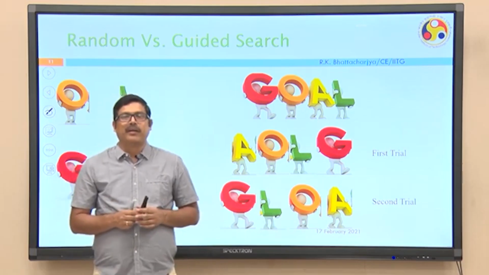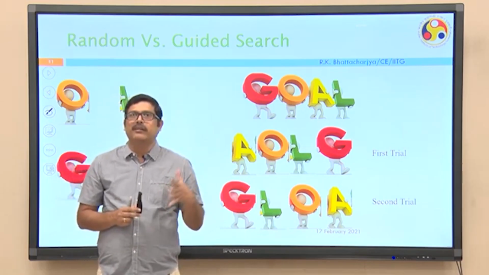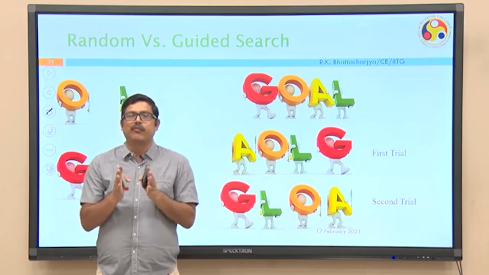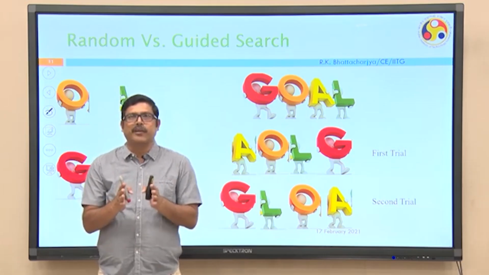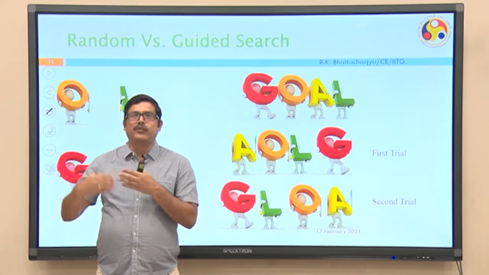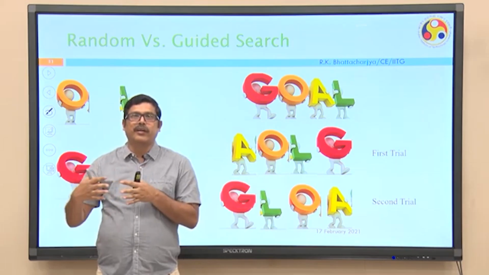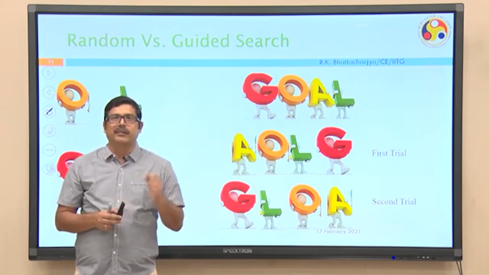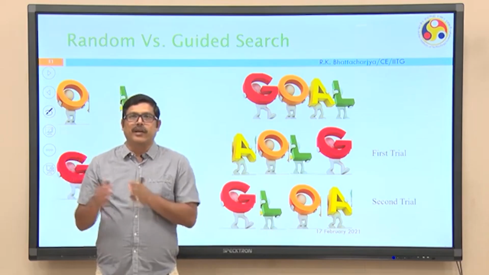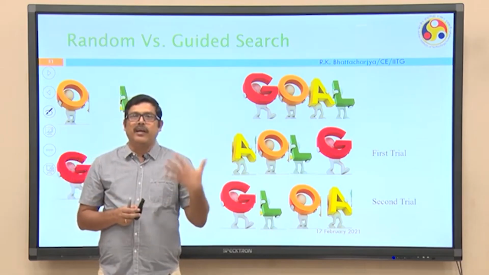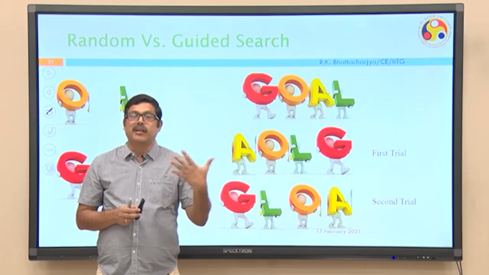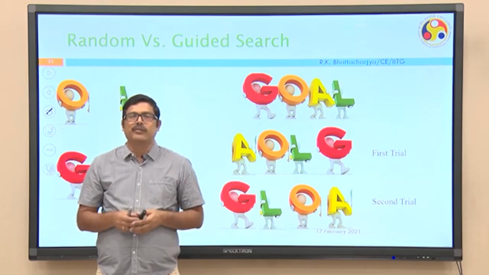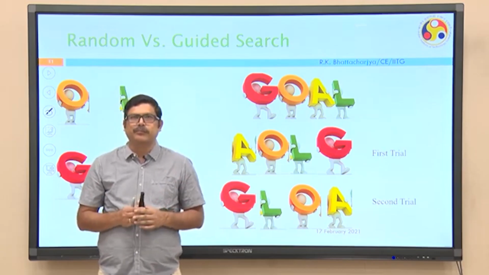Then what will happen? You will fix that one. The first letter you will fix, then you will try to rearrange the remaining three. Then suppose next time I tell you the fourth one is correct. Then you will fix the fourth one, and then I say the third one is correct, and something like that.